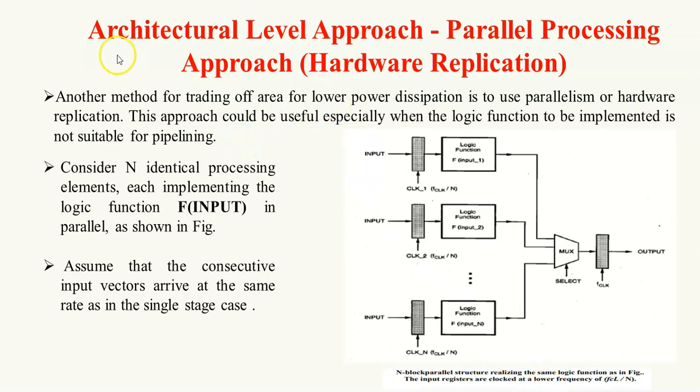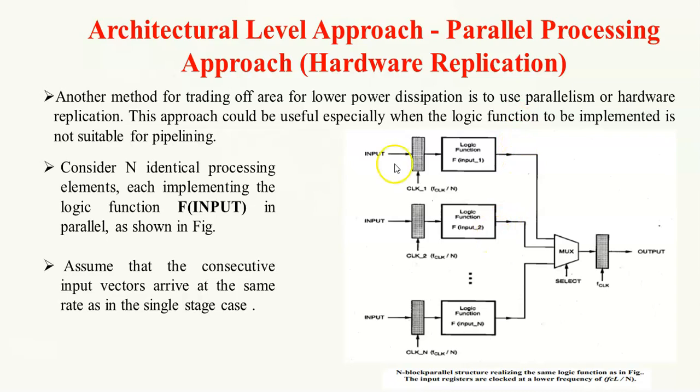Hello everyone. In this video, we will see another method in the architecture level approach, that is the parallel processing approach. Another name for the parallel processing approach is hardware replication. In the previous video we discussed the pipelining approach, which is one kind of architecture level approach for low power design. Here we utilize parallelism or hardware replication for low power design, by reduction of area as well as power dissipation.